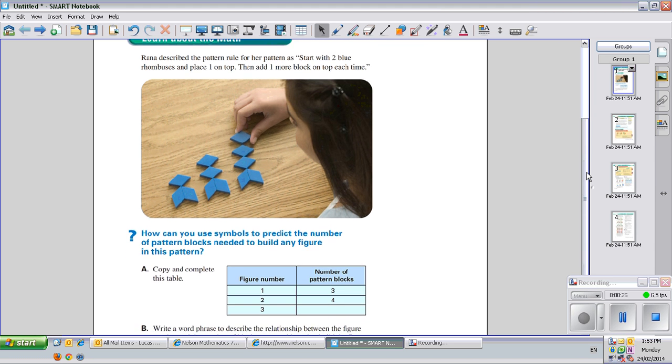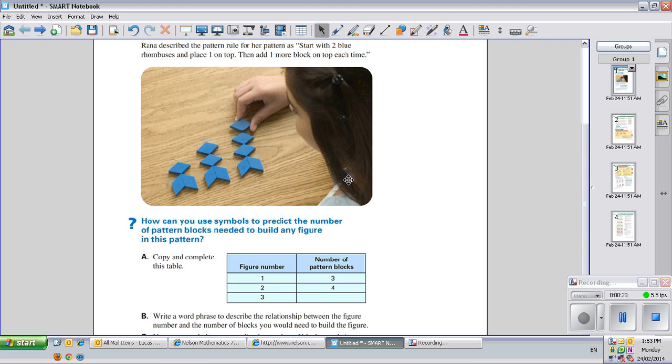When creating an algebraic expression for these pictures, you look at two things: what stays the same and what changes. If you notice in these three pictures, the two blue rhombuses on the bottom stay the same. And the rhombuses on the top change. One in the first picture, two in the second picture, and three in the third picture.